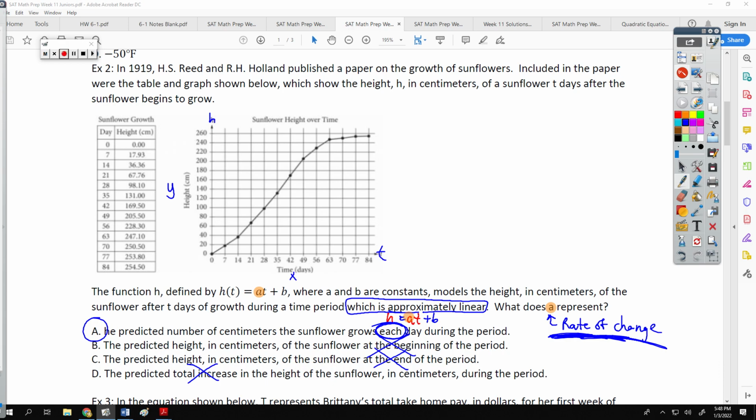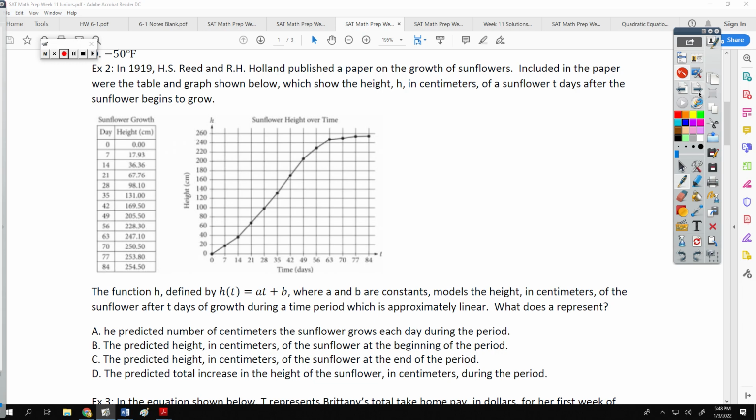Okay, and notice we didn't even need the table. We didn't need the graph. They're there as distractors. They're trying to make you overthink. All right, let's go to example 3.